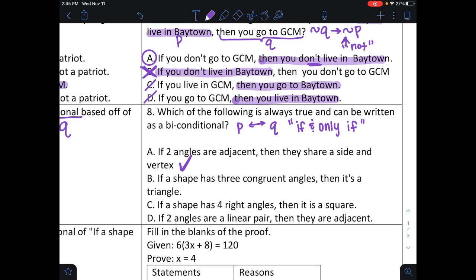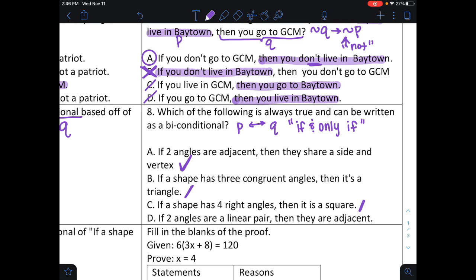If a shape has three congruent angles, then it's a triangle. If a shape is a triangle, then it has three congruent angles. That is not always true. You can have a scalene triangle that has three very different sized angles, so that one's not always true. So it's sometimes true, but not always true, so I'll put a slash. If a shape has four right angles, then it is a square. Well, what about a rectangle? So that's not always true.